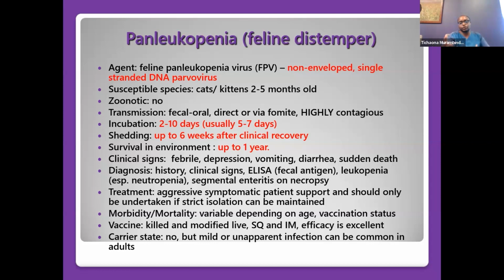So the schedule of vaccination for panleukopenia with FVRCP, which is the vaccine that we normally use, we start at 8 weeks and then we do it at 12 weeks. In some cases we go until 16 weeks, because we understand there is some influence of maternal antibodies on the vaccine. And then we repeat yearly, the annual vaccinations.